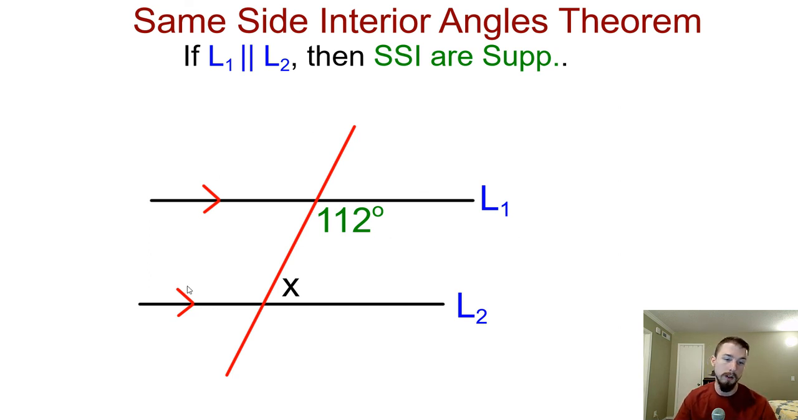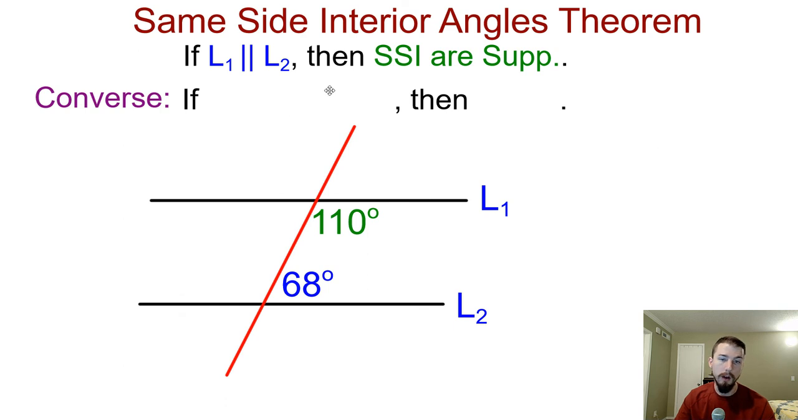So if the lines are parallel, then the same side interior angles have to be supplementary. So this is same side interior because they're on the same side of the transversal, both the right side, and they're on the interior of the parallel lines. Which means the supplement of 112 would be, I believe, 68. Yes. All right, so they would be supplementary.